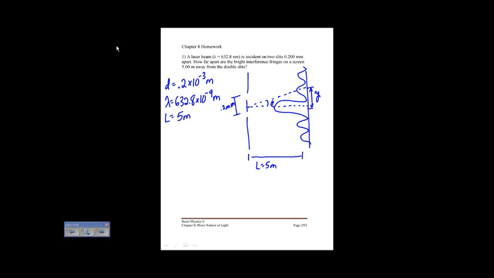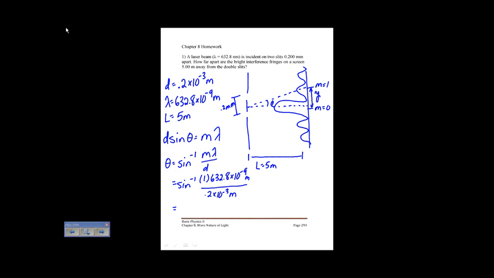All right, and I can say for bright spots in the double slit interference pattern that d sine theta is equal to m lambda. Now this is m equals 0, and this is m equals 1. So I'm going to use m equals 1 because that'll give me the angle to the first order fringe. I'm going to solve this for theta. It is the inverse sine of m lambda over d, which is the inverse sine of 1 times 632.8 times 10 to the minus 9 over d, 0.2 times 10 to the minus 3 meters. And that gives me an angle of 0.18 degrees.